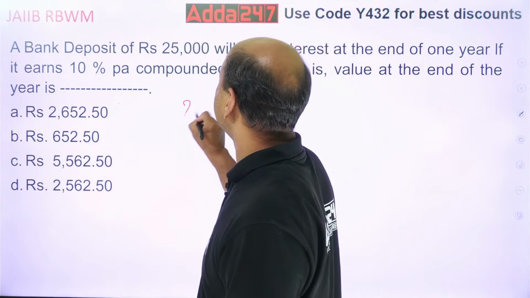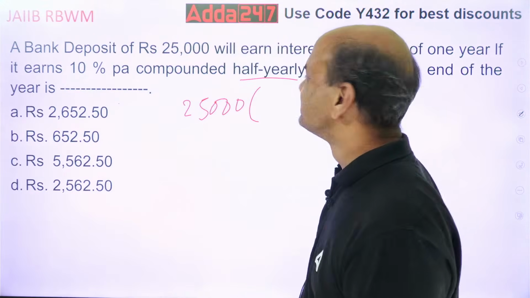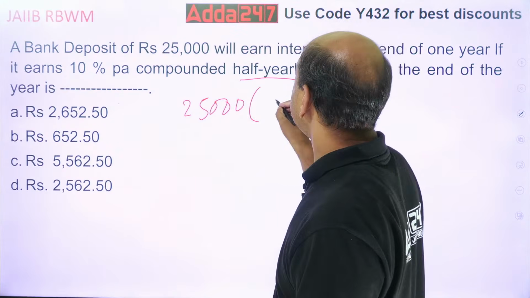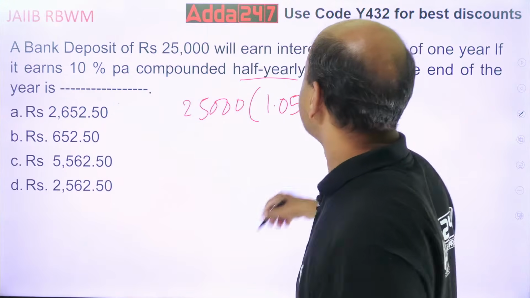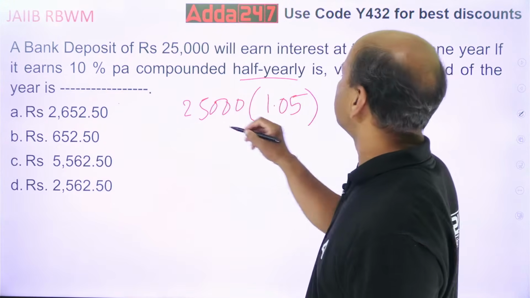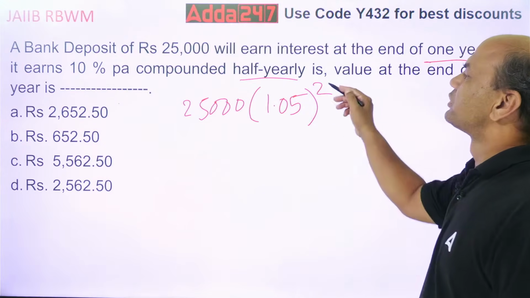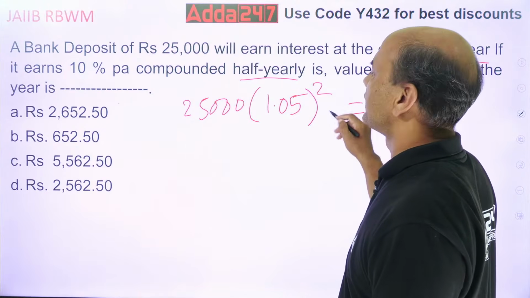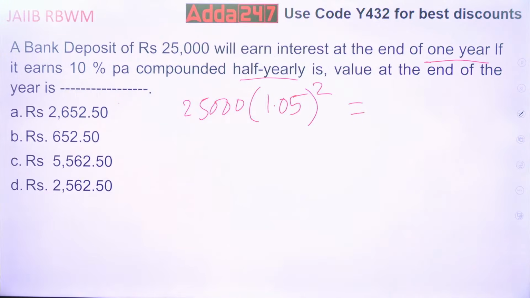So 25,000, let's do it, very fast here. So simple. 25,000 into 1.05. Half yearly, no? And at the end of 1 year, so raised to 2. Half yearly means multiply by 2. So get the answer. What are you getting? Try it, everyone.